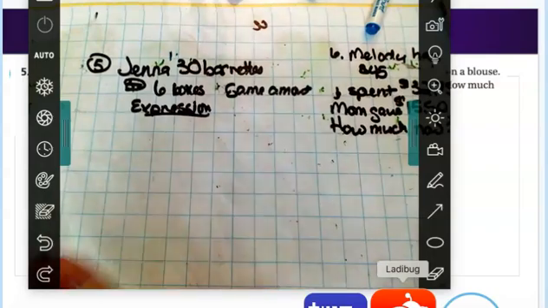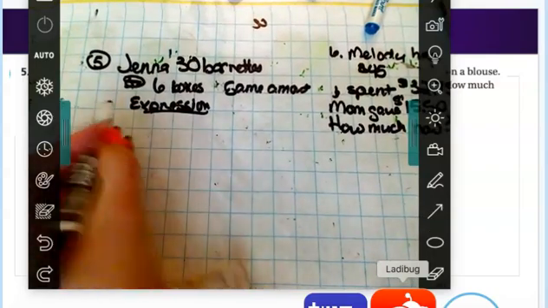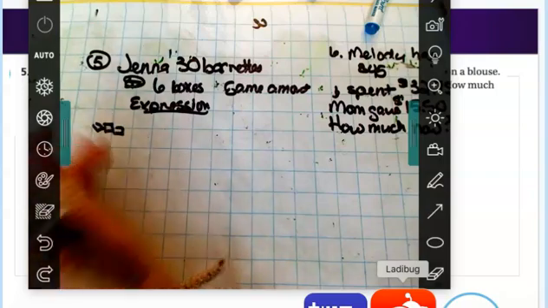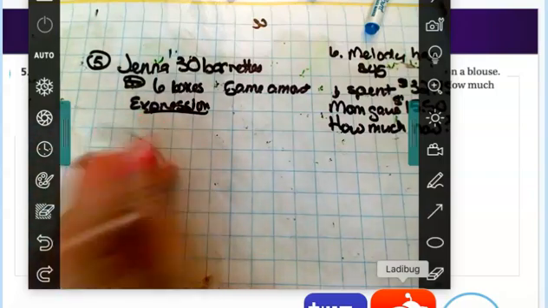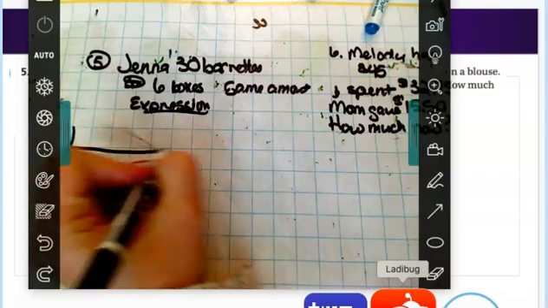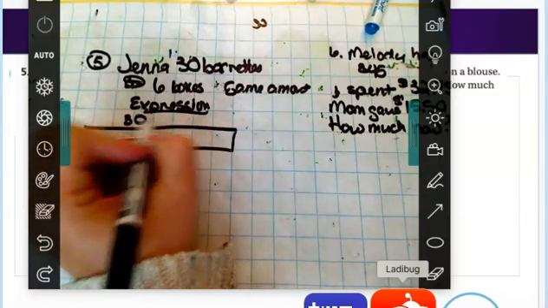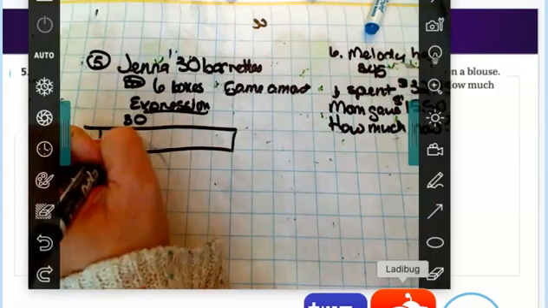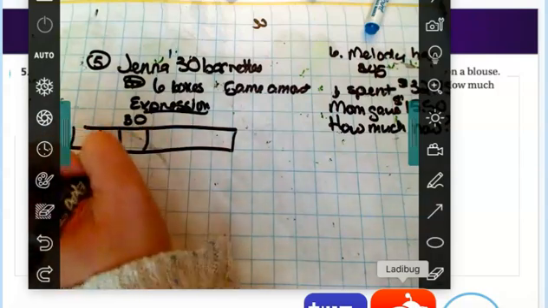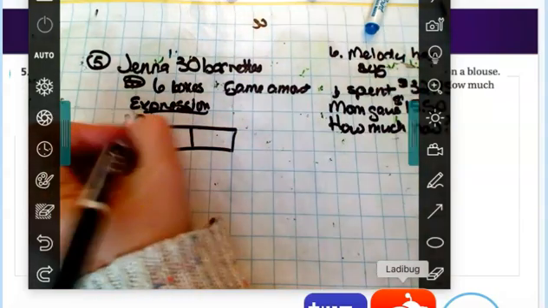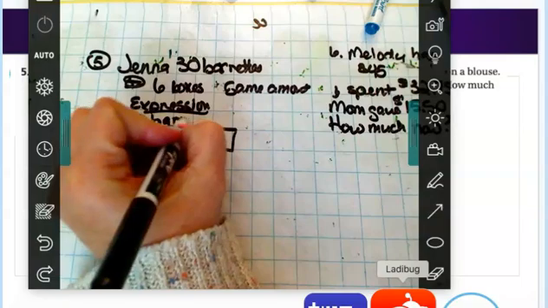All right, so I'm going to act it out. Jenna has 30 barrettes, and she's going to put them, actually let's use our bar graph, right? Let's imagine that this was 30. So she has 30 of these barrettes, and she's going to put them into what? 1, 2, 3, 4, 5, 6 boxes. So she's going to put these 30 barrettes into 6 boxes.